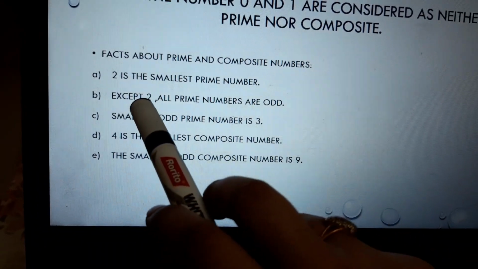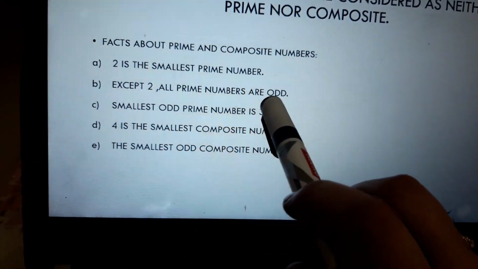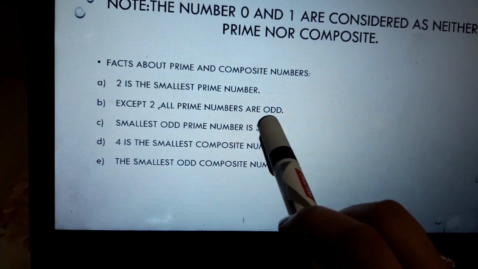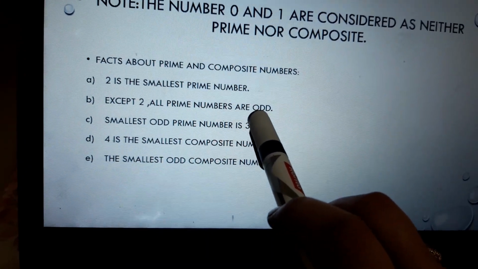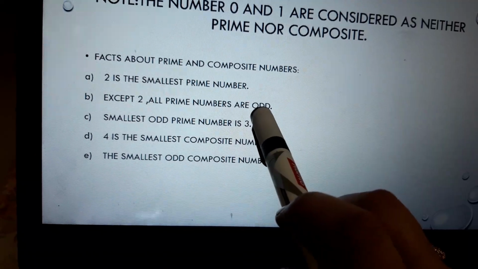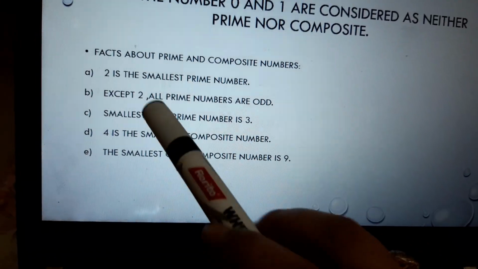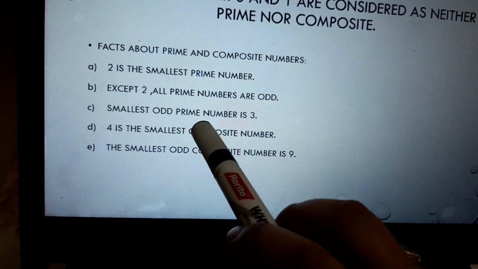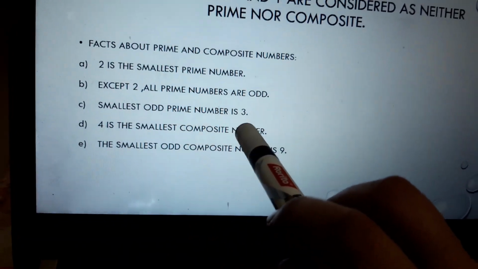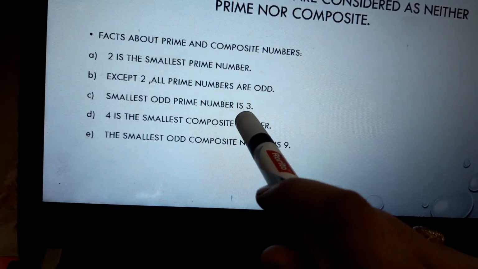Second, except 2, all prime numbers are odd. So 2 is the only even prime number. All the other prime numbers are odd, like 5, 7, 17, 19, 13, 23. These all are odd. Third, the smallest odd prime number is 3. Next to 2 is 3, which is the smallest odd prime number.